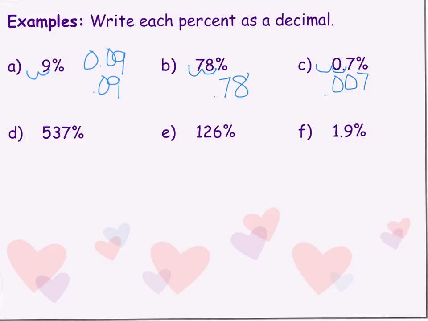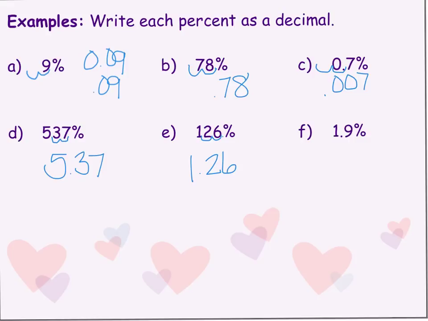On example D, again, no decimal point is given, so it's going to start at the end of the number. And again, it only moves 2 places. Some students are just in the habit of moving it to the front of the number, but you have to physically move it 2 places because this one becomes 5.37. Likewise on E, the decimal point starts after the number, moving it 2 places to the left, so this one's going to be 1.26. Again, the important thing is always to move it 2 times.